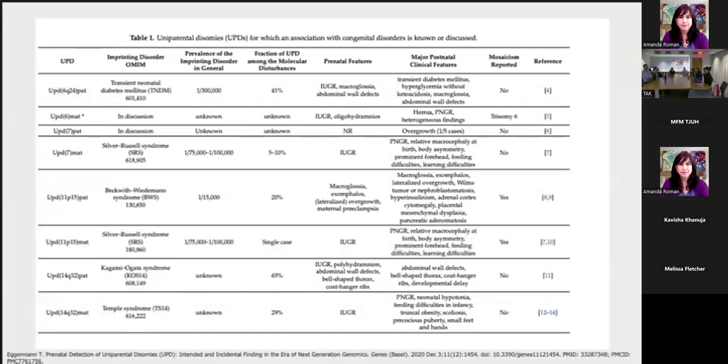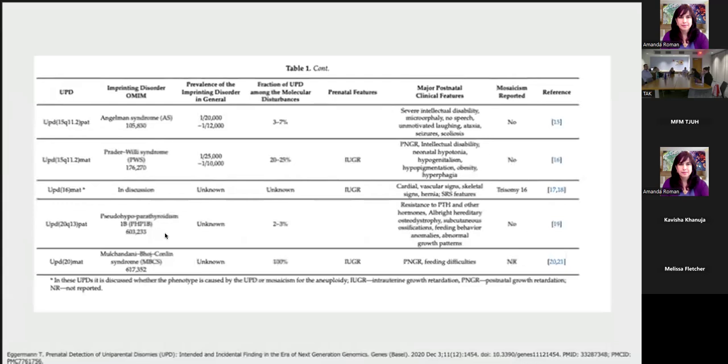This image right here is just for everybody to take a picture of and keep. These are the uniparental disomies that have an association with known congenital disorders. Back in January, we reviewed transient neonatal diabetes mellitus, Silver-Russell syndrome, and Beckwith-Wiedemann. Today, we went over Temple syndrome, Angelman, Prader-Willi, and then pseudohypoparathyroidism and the MBCS syndrome. Those are the conditions I spent a little more time reviewing since they do have manifestations and are important ones to know for boards.